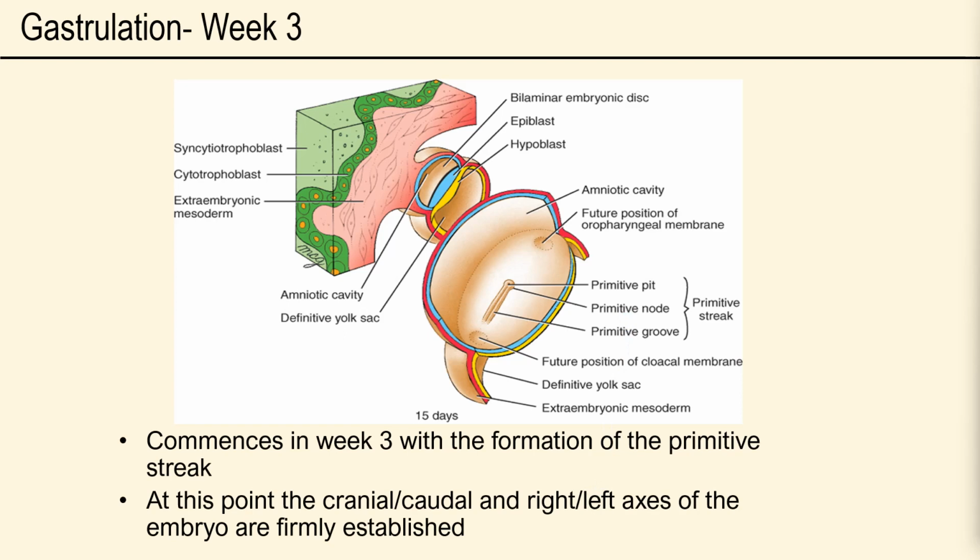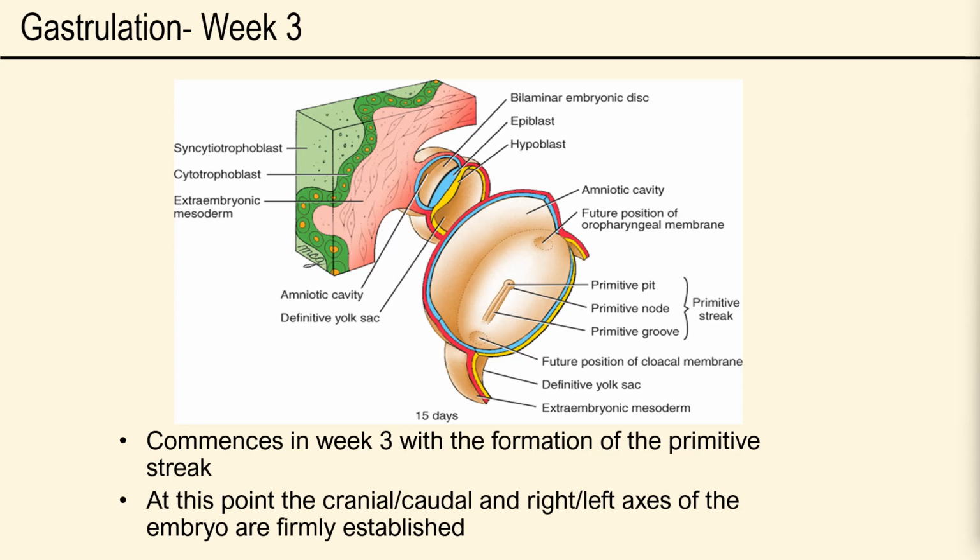The primitive pit is the most cranial part of the primitive streak, as we can see, and the primitive groove continues caudally towards the future position of the cloacal membrane. As the bilaminar disc provided us with a dorsal ventral axis, the primitive streak helped to form a cranial caudal axis as a byproduct. Because of these two orientations, we have firmly established a left and a right axis too.